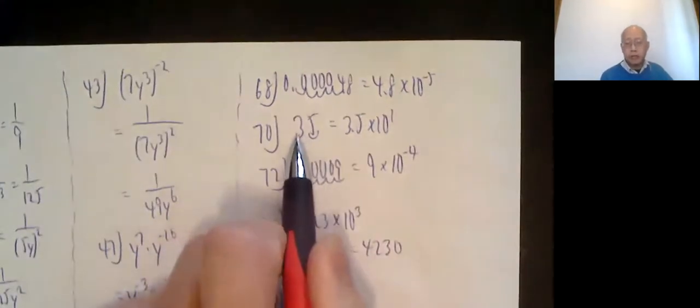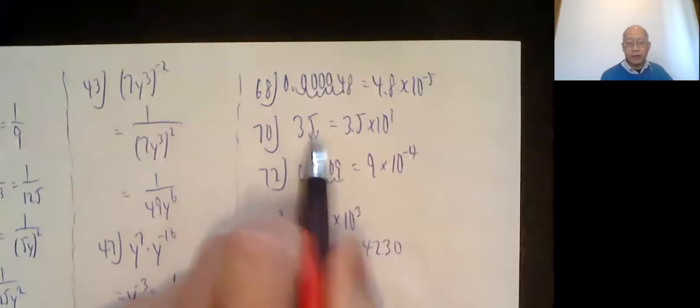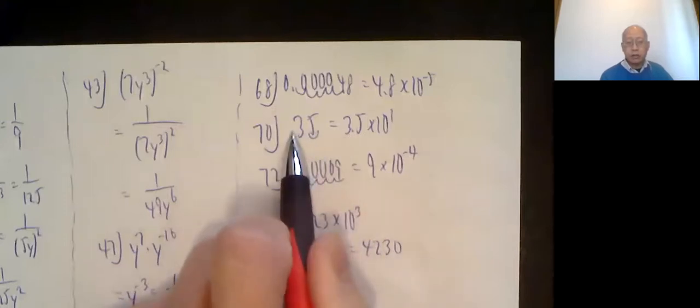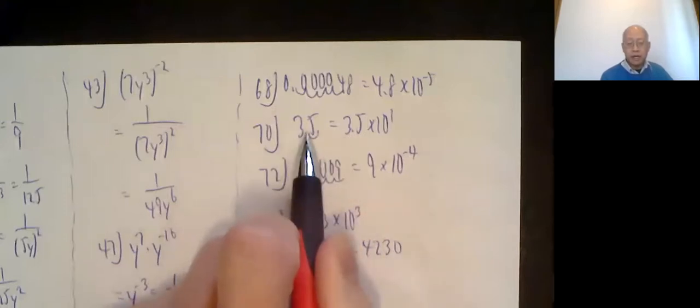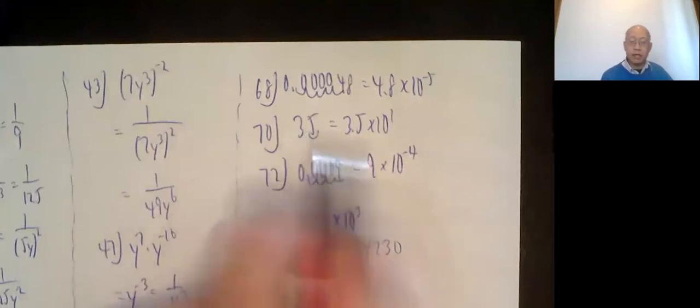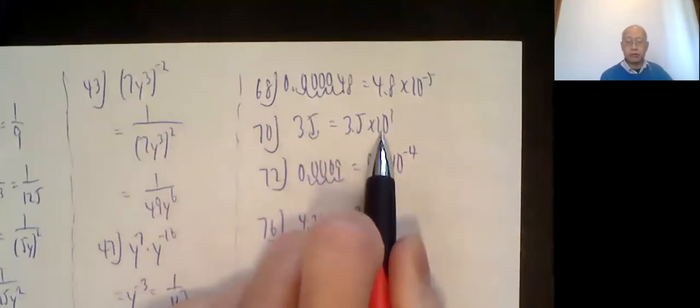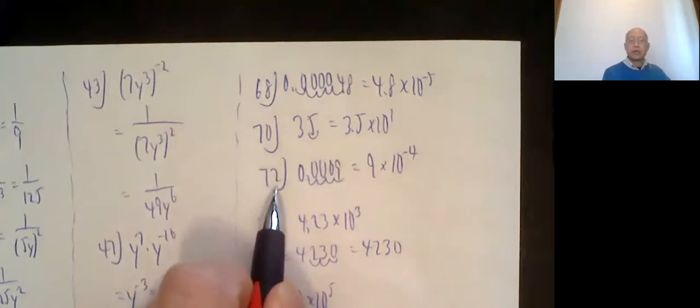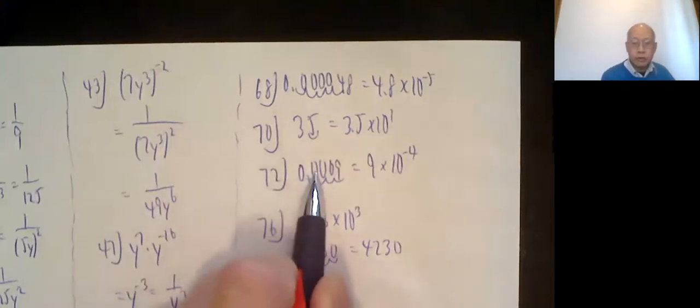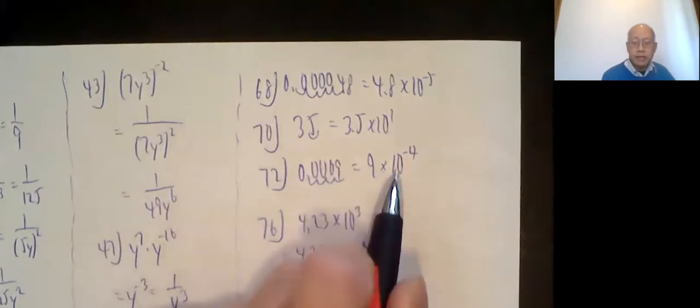Now 35 is a larger number, so that's like last time. It's going to have a positive exponent. So 35, move back 1 space to get 3.5. That's a number between 1 and 10. 3.5 times 10 to the first. Number 72, 0.0009. Move over 1, 2, 3, 4. 9 times 10 to the negative 4.